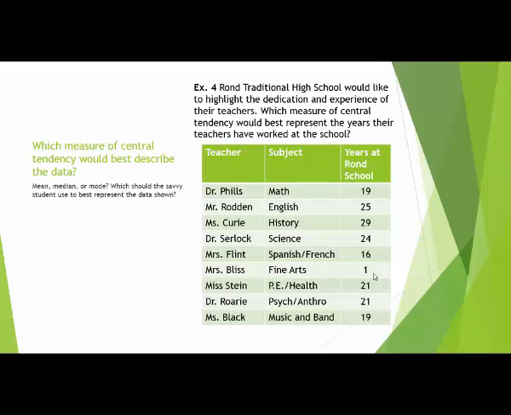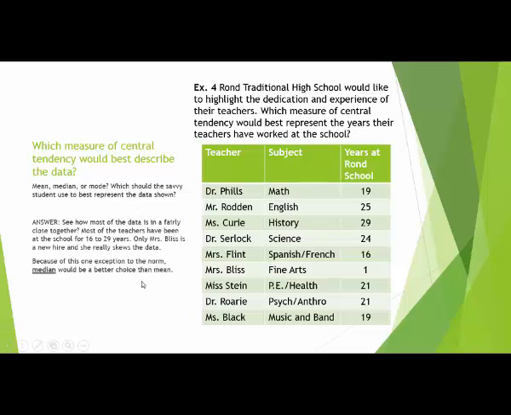Do you remember which measure of central tendency we use when we have outliers, really small or really large numbers? The best one to use is median. So because all that data is fairly close together, I would go ahead and use median rather than mean.